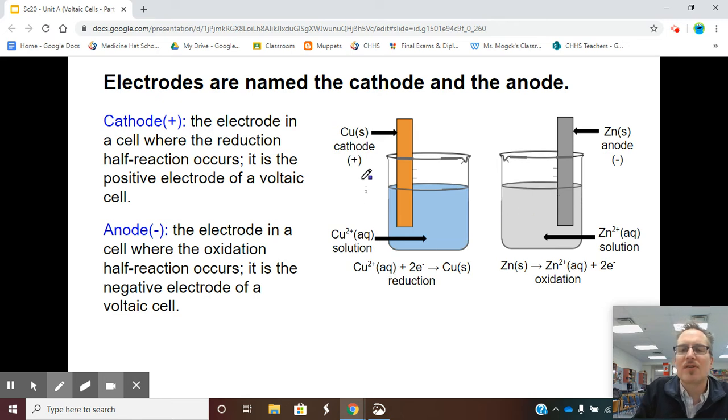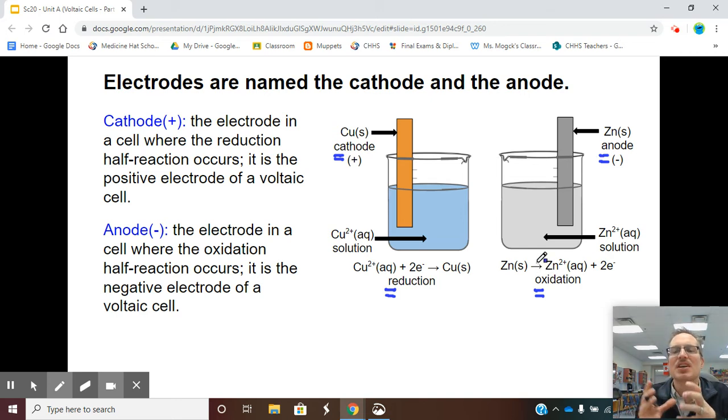Well, I also know that cathode always occurs on the side with reduction because consonant, consonant. I always know that oxidation occurs where there's the anode because vowel, vowel.